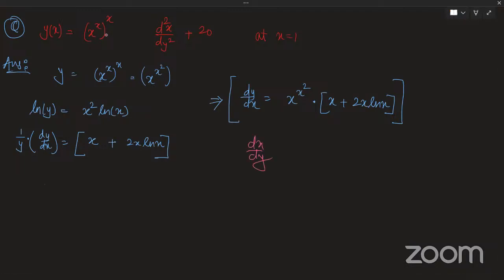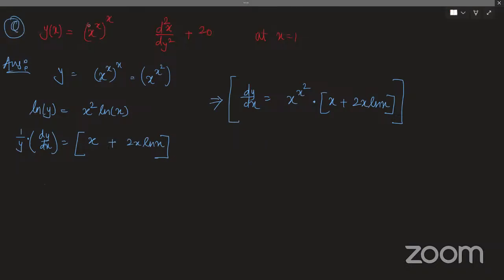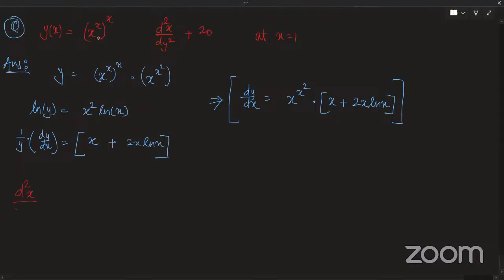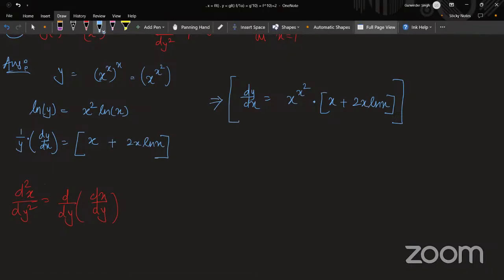Okay. See, in order to calculate d2x by dy square, what is d2x by dy square? Let us just revise. d2x by dy square, it is asking me. So it is d by dy of dx by dy, right? I need to differentiate dx by dy with respect to y. That is how I will get d2x by dy square. Do you all agree till here, everyone? Yes, sir. Right? Yes, sir. This is how we get.